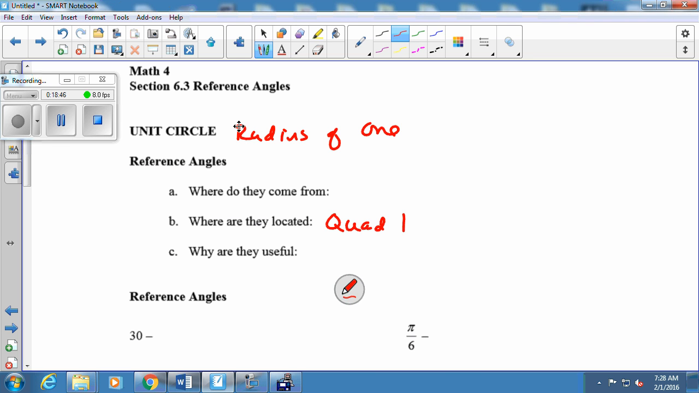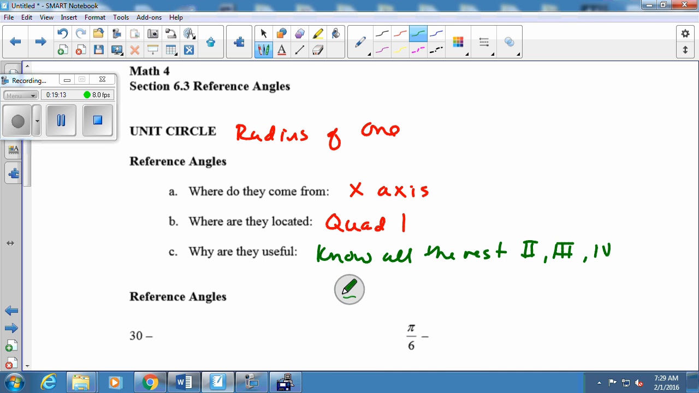Where do they come from? What axes do you always measure off of? The x-axis, right. You have to, and that's where we started. It's always off of x. Forget y. And why are they useful? Why is it nice to know all of one? Because what does that tell me? I know all the rest. In other words, I know quadrant 2, 3, and 4 because of that idea of reflection.